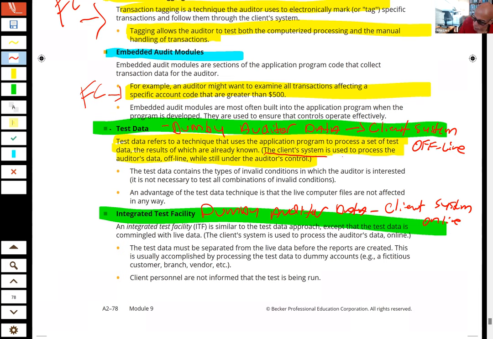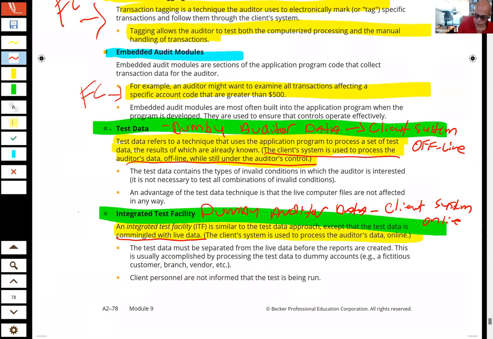So this is done on the weekend or something like that, where you would go ahead and process this dummy data using the client system offline, and you know how it should process, you know what the answer should be, and then you're just testing the client system to see if it runs correctly. Now, with the integrated test facility, which they tell us is similar to the test data approach, what we do is we use the client system to process the auditor data, but we do it online. We commingle it with live data.